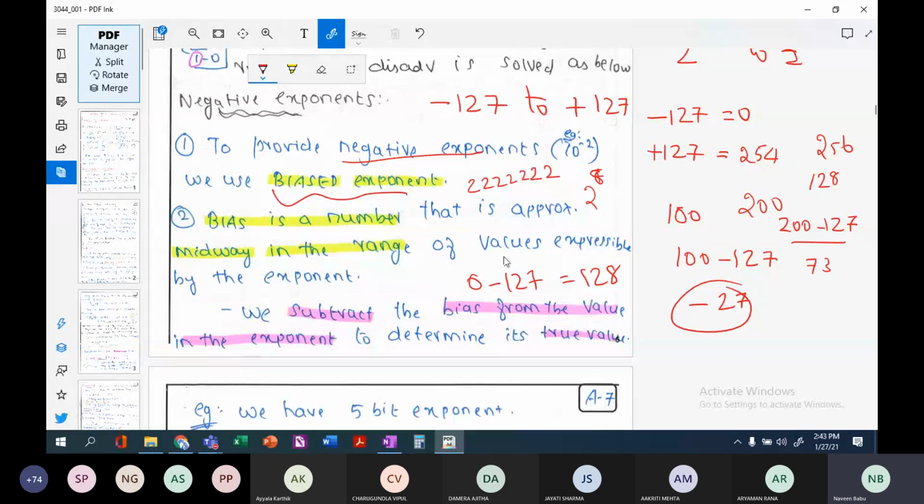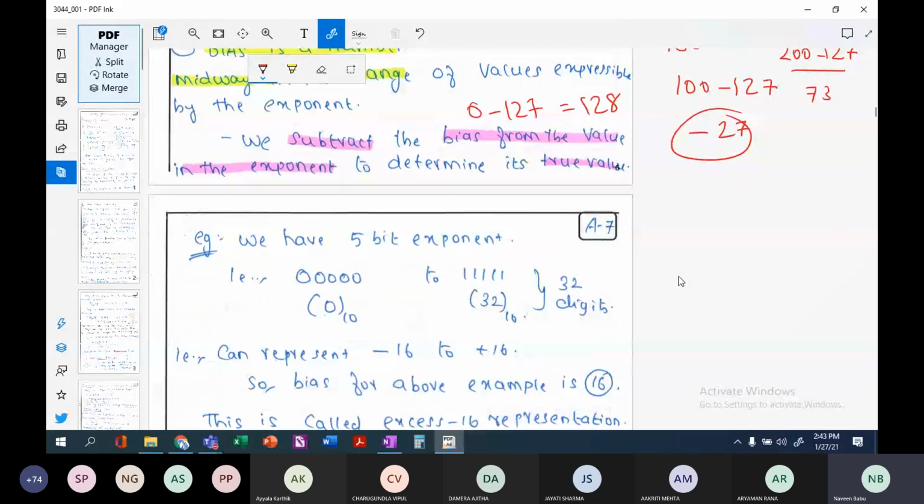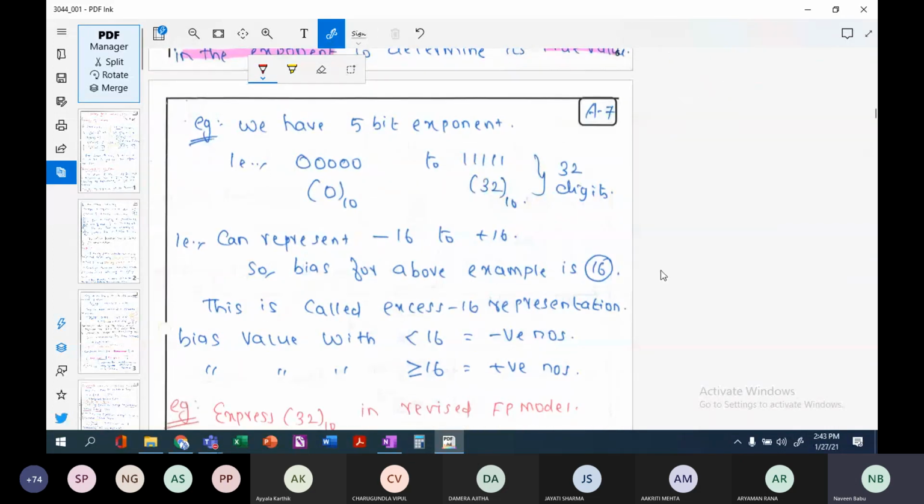So that is how we need to take. Once we choose the midway of the bias value, we subtract the bias value from the value of the exponent to determine the true value. Again, though we have discussed this multiple times, I'm giving you a simple example here with a 5-bit exponent.